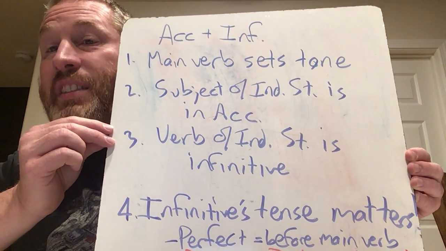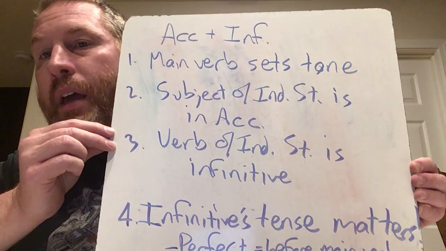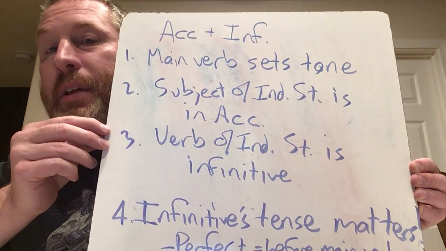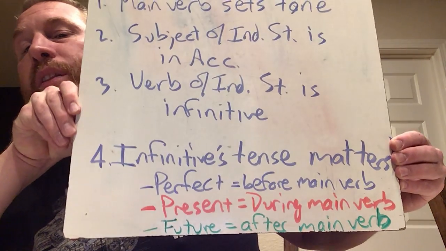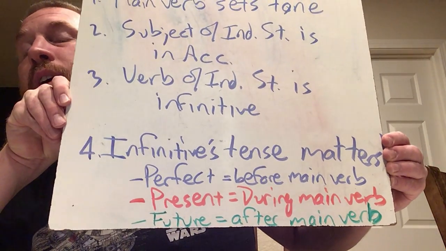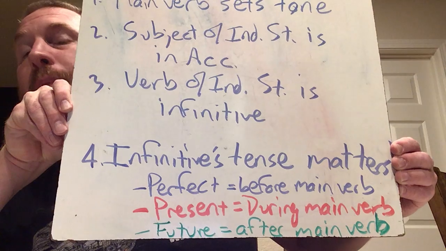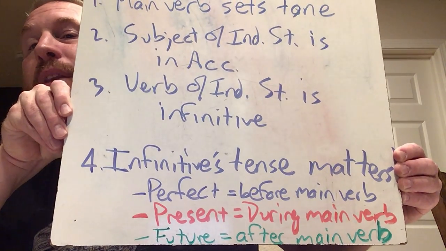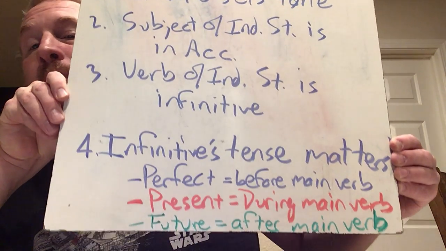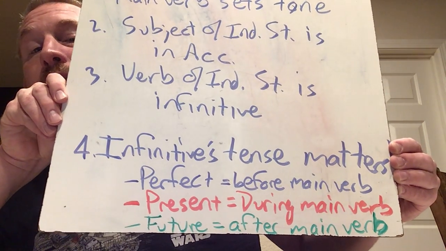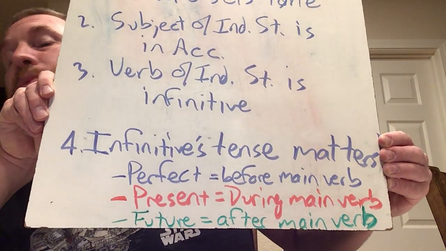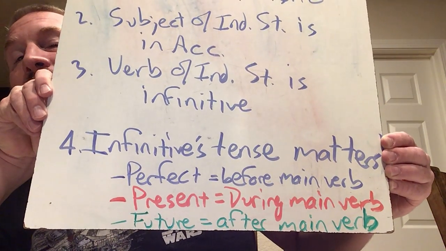Number two, the subject is in the accusative in an indirect statement. And number three, the verb for the indirect statement is in the infinitive. But number four, very important, the infinitive tense absolutely matters. If it's in the perfect tense, it happened before the main verb. And if you need help with that, the previous video should do that for you. The present tense, which is what we're going to talk about this time, is during the main verb. And then the future tense, which we'll talk about in the next video, is going to be after the main verb.